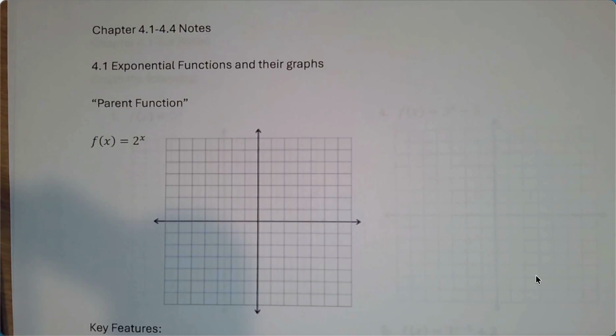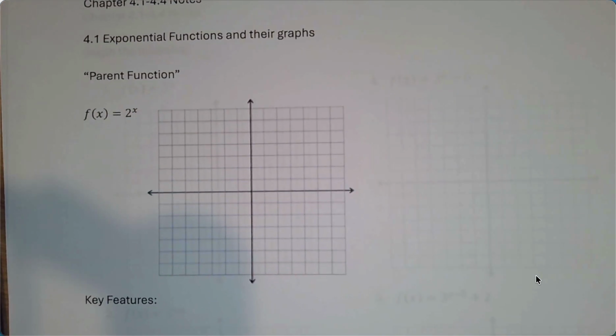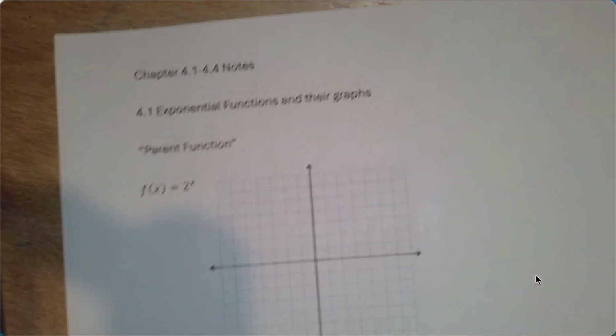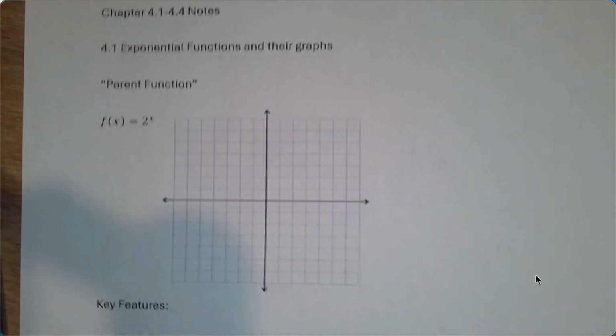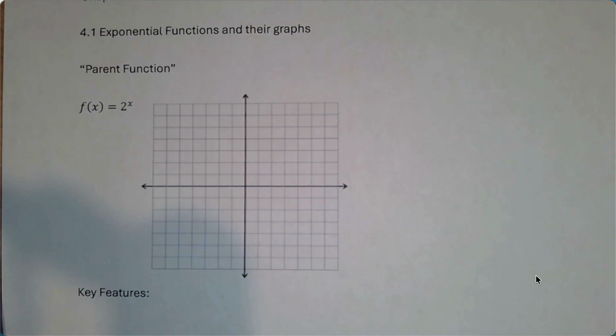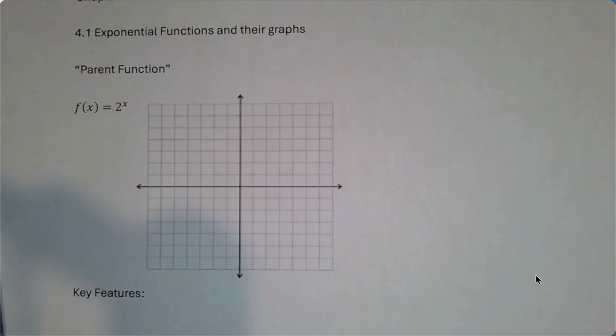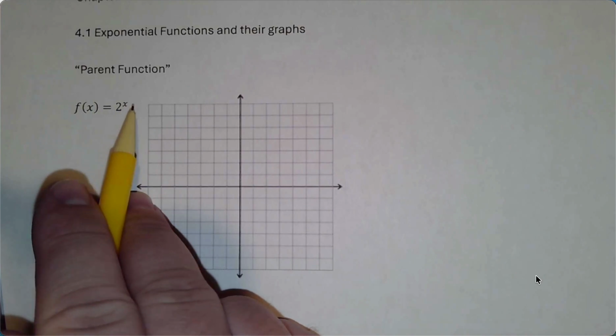For 4.1, we're visiting one last type of graph, and these are exponential functions. So let's learn about this parent function. This parent function is 2 to the x.